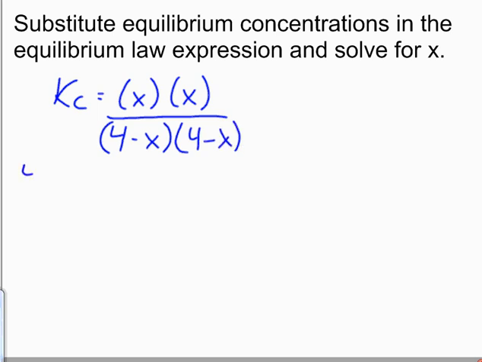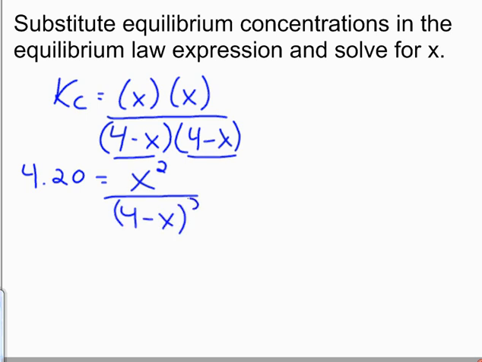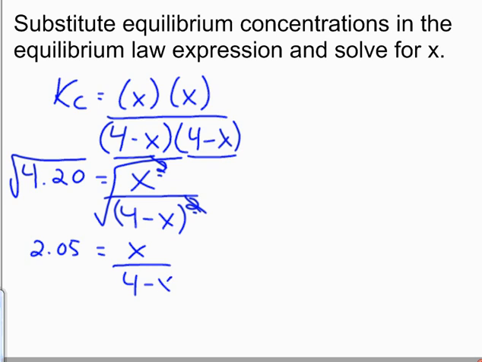My K value is 4.20. And we can simplify this expression because X times X is the same thing as X squared. 4 minus X times 4 minus X can be written as 4 minus X squared. So to simplify this, we can get rid of those exponents. And to cancel out a squared exponent, we take the square root. We have to do the same thing to both sides. So the square root of 4.2 is 2.05, and this is equal to X over 4 minus X.